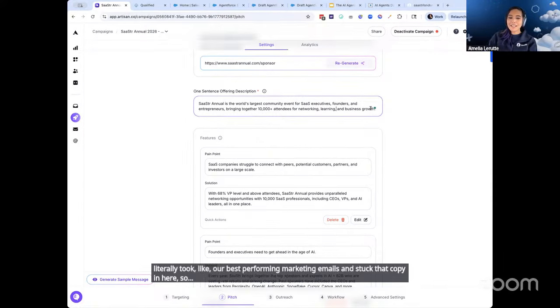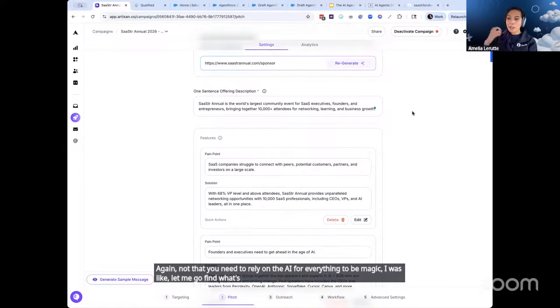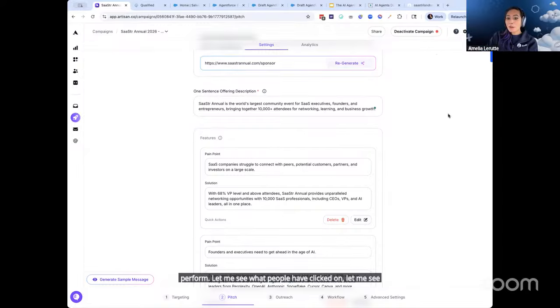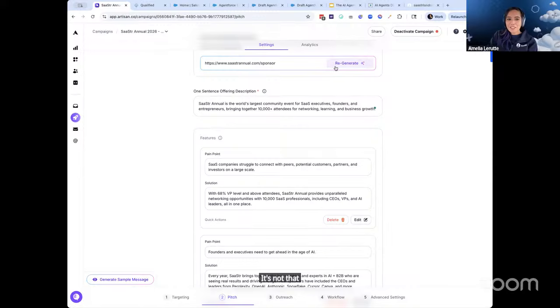So again, not that you need to rely on the AI for everything to be magic. I was like, let me go find what's worked already. Let me find what ads have performed. Let me see what people have clicked on. Let me see what led people to already buy a ticket. Okay, now I'll put that stuff here. It's not that I literally just adjusted our website.